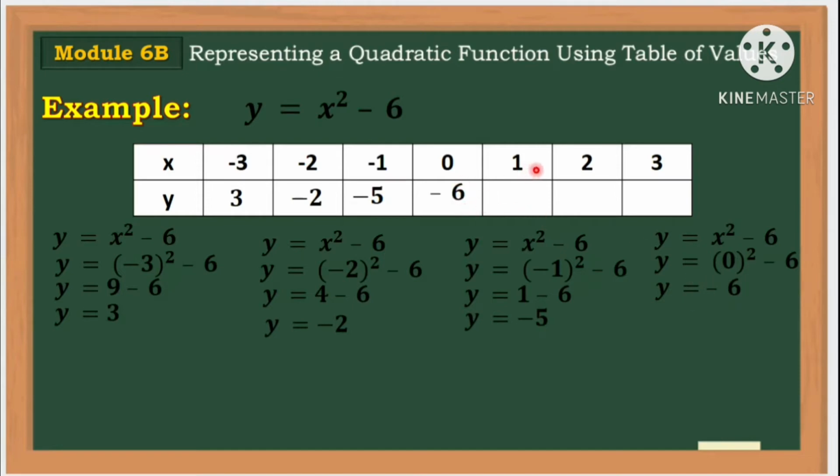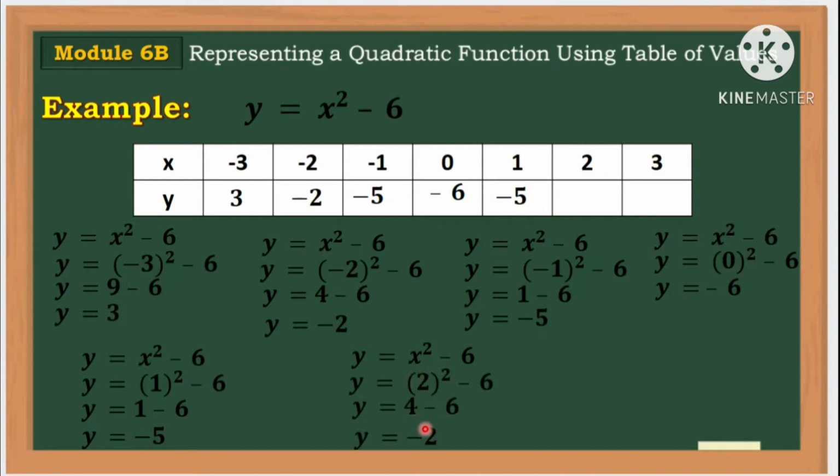Okay, so x is 1, so same. If x is 1, so 1 times 1, that is 1, so 1 minus 6 will give us negative 5. If x is 2, so 2 times 2, that is 4, so 4 minus 6 will give us negative 2. So if x is 2, y is equal to negative 2. And if x is 3, substitute, so 3 times 3 will give us 9. Then 9 minus 6 is equal to 3. Therefore, if x is 3, then y is equal to positive 3.